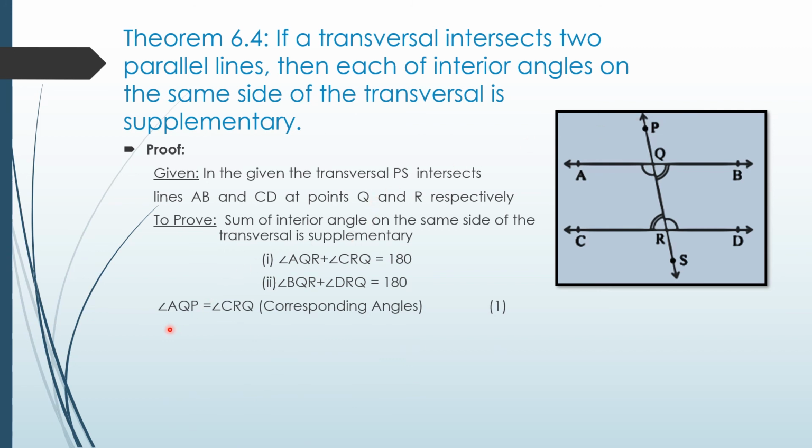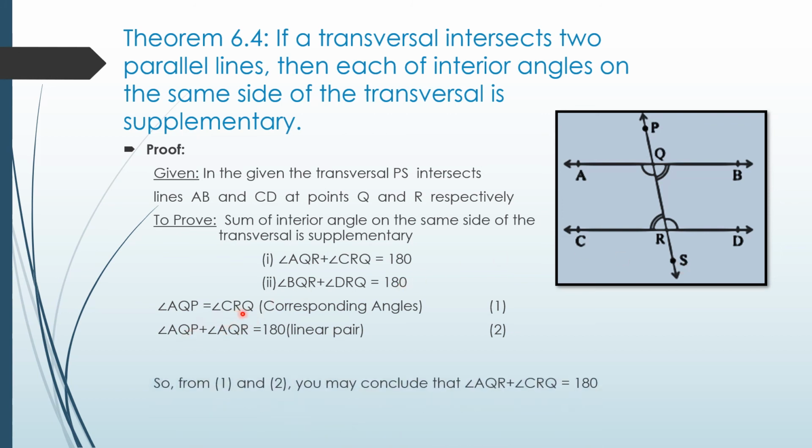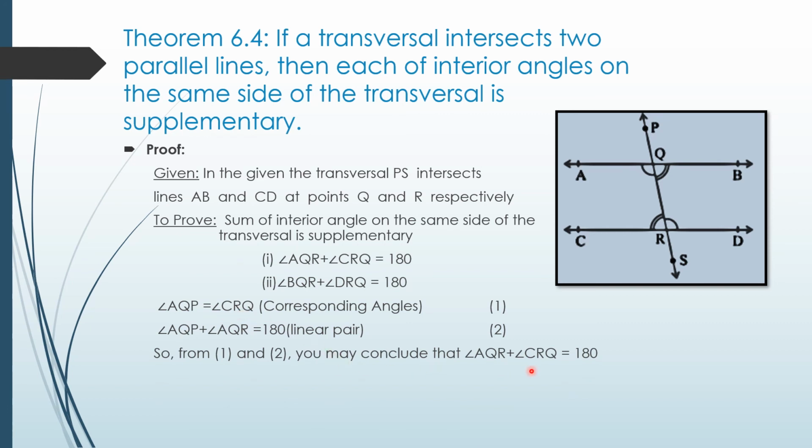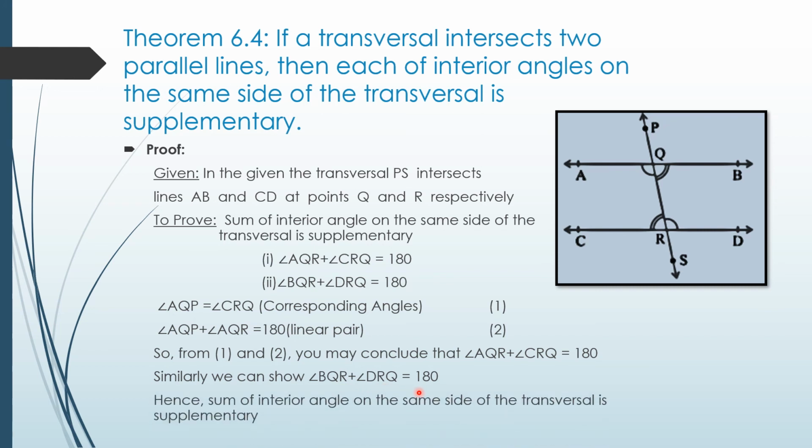First of all, we take angle AQP is equal to angle CRQ because they are corresponding angles. Also, we know that when PS is a straight line and QA is a ray on it, then AQP plus AQR would be equal to 180 degrees. Now from 1 and 2 we can substitute AQP as CRQ. So we get AQR plus CRQ is equal to 180 degrees. That is what we had to prove. Similarly, we can show that BQR plus DRQ is equal to 180 degrees. Hence, the sum of interior angles on the same side of the transversal is supplementary.